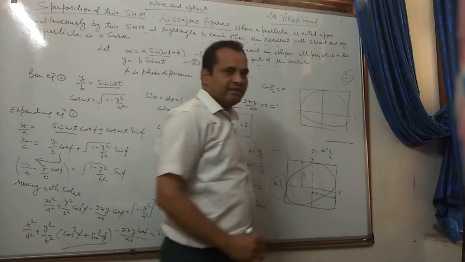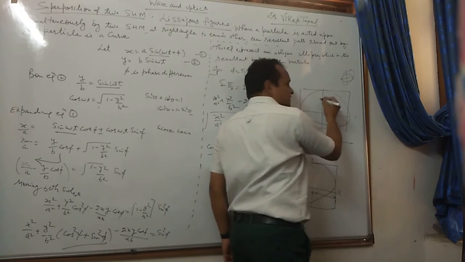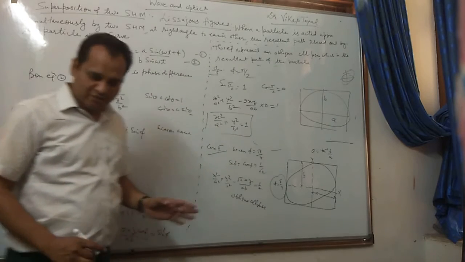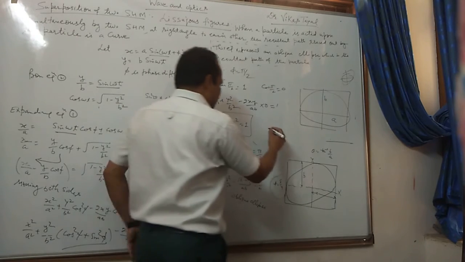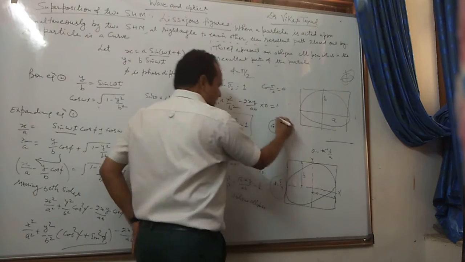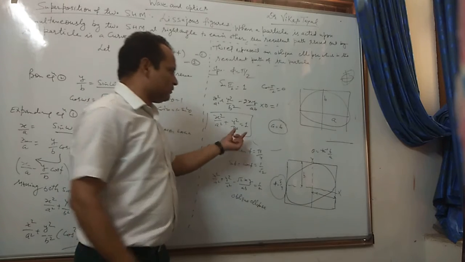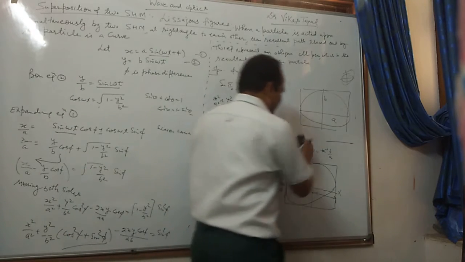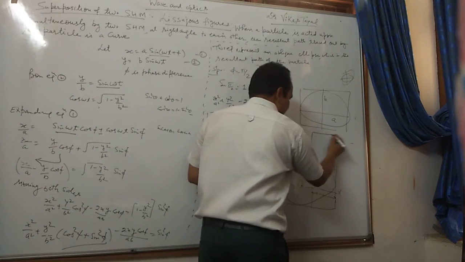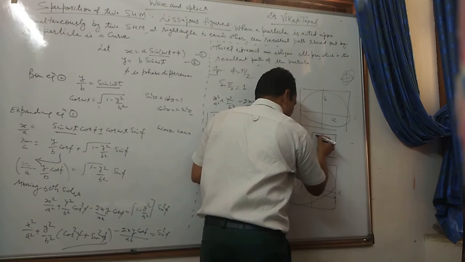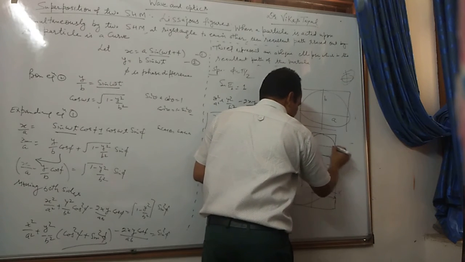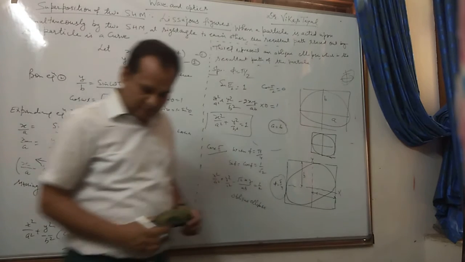This is the equation of an ellipse, with semi-axes a and b. In the special case where a = b, this becomes the equation of a circle. This is the third case.